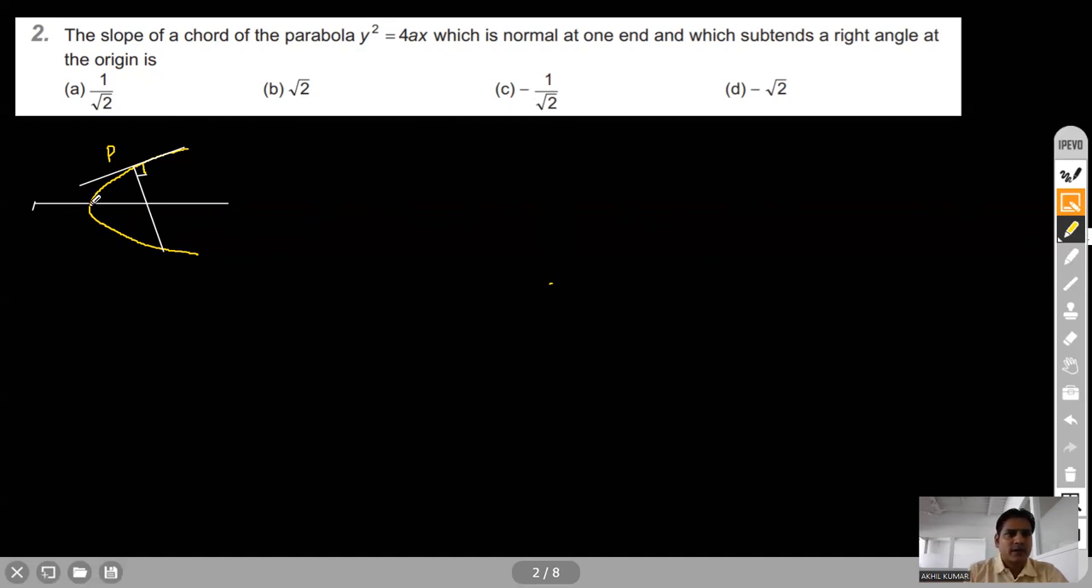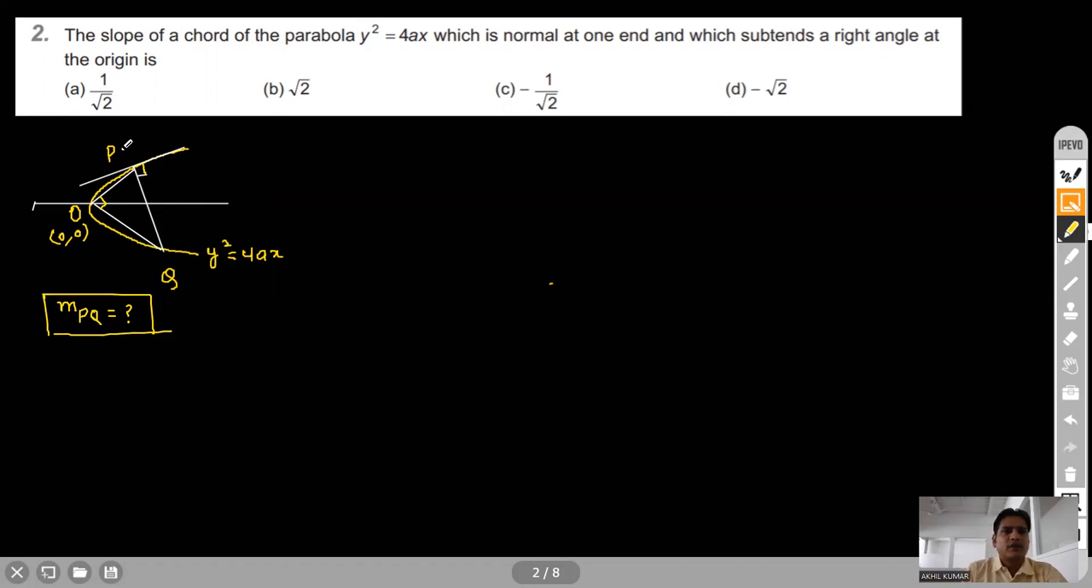Okay, that means what is origin? Origin is basically a vertex of this parabola. This parabola is nothing but y square is equal to 4ax. So origin is the vertex of the parabola, and this line PQ is our normal. Okay, the slope of chord of y square is equal to 4x, which is normal at one end. It is normal at point P, and which subtends a right angle at the origin. So this PQ is actually subtending a right angle at this origin, right? So let me join these two points. So this is also 90 degree. We have to find the slope of PQ. Our question is to find the slope of PQ. This is what is asked in the question.